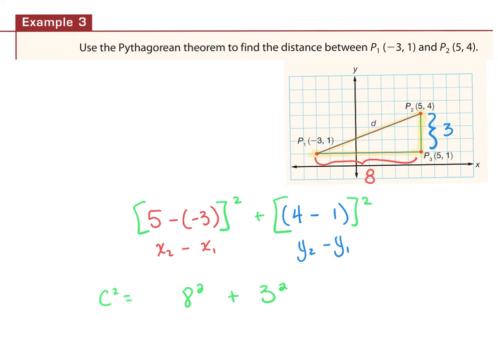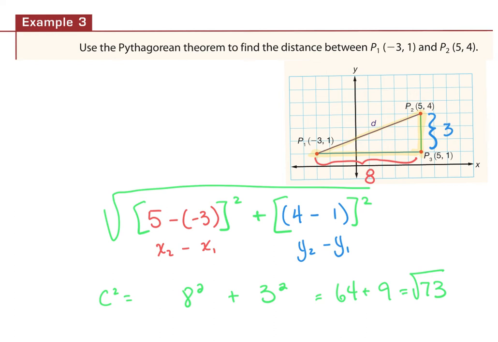I actually want c. What do I have to do at the end? I have to take the square root. So I'm going to say 64 plus 9. It's not going to have a perfect root, right? So square root of 73 is what I'm going to get. So basically what I'm doing is adding the squares of the differences and taking the square root of them. And that will give me the length that I am looking for.